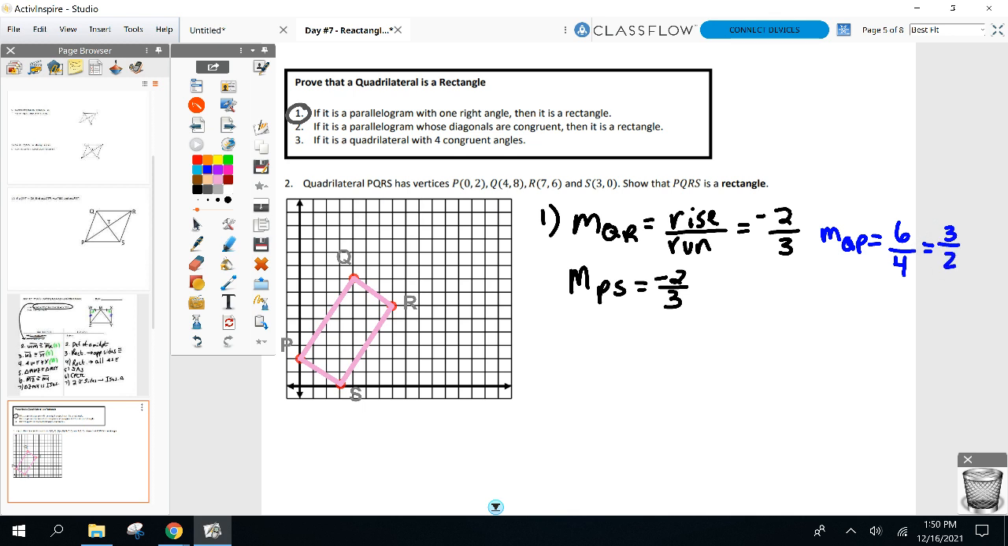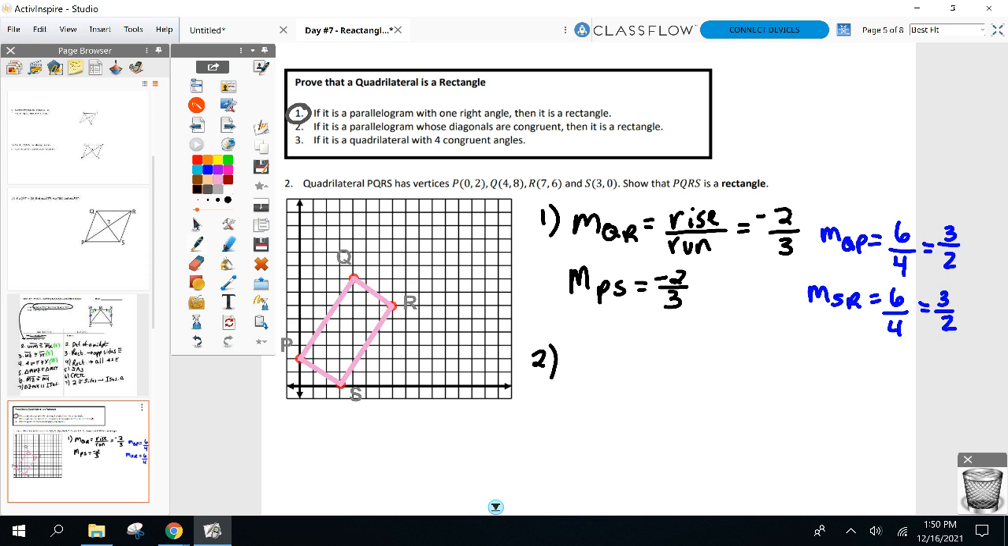And finally, how about the slope of SR? Up and over 6 over 4 again. Are we all getting that? Yes? So we're okay with these values. Slope, rise over run. All right, good job finding the slope.